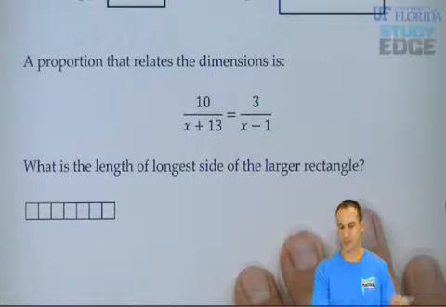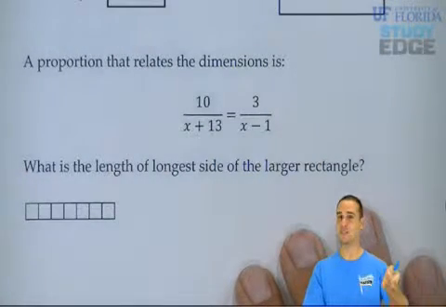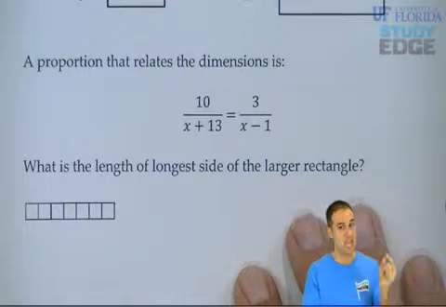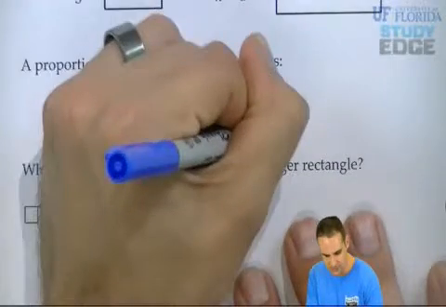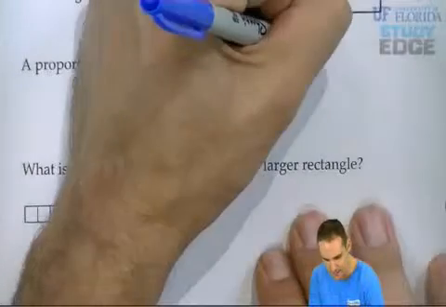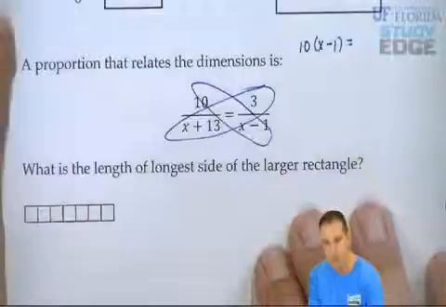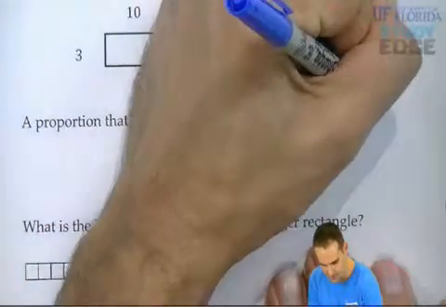Well, you and I both know we're going to start solving for x, but when we're done, make sure the answer we have is the question they want. So here we go. I'm going to start by cross multiplying. 10 times x minus 1 equals 3 times x plus 13.